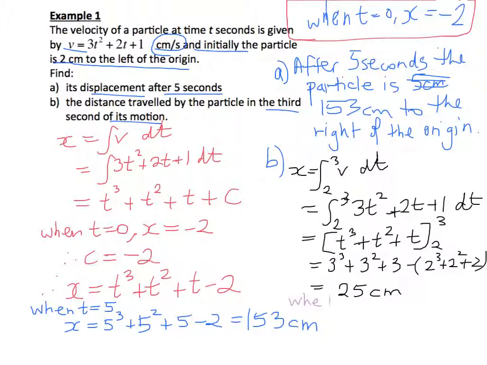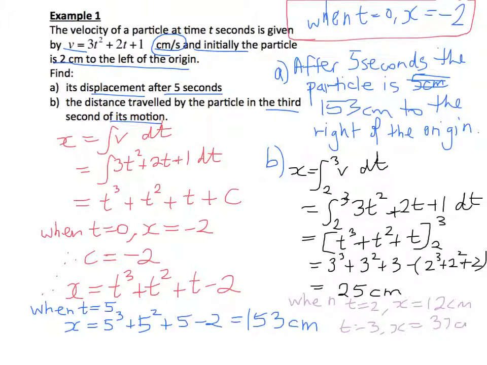When t equals 2, subbing into our equation for the displacement, what do we get for x, the displacement? We get 2 cubed plus 2 squared plus 2 minus 2, which is 12 centimetres. What about when t equals 3? We get 3 cubed plus 3 squared plus 3 minus 2, which is 37 centimetres.